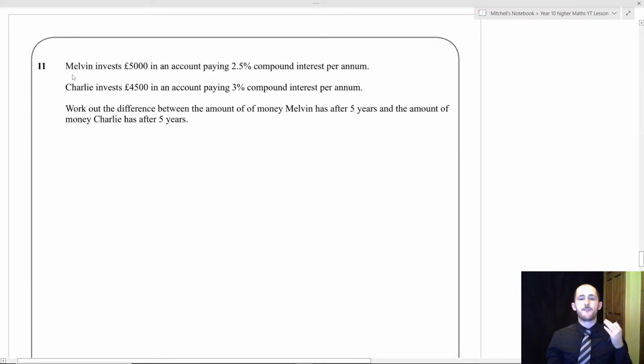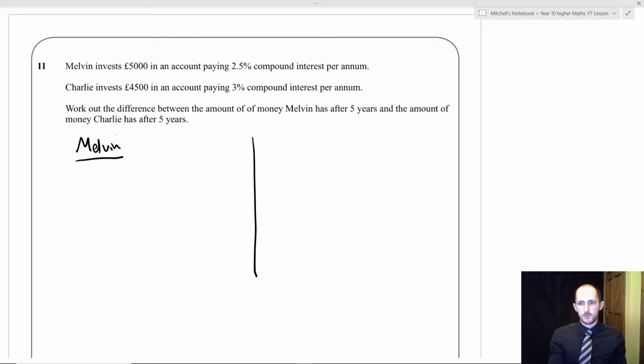Again, this is a very similar question to what we've just done. Very, very similar. Okay. So Melvin invests 5 grand, 2.5% every year, and Charlie invests 4,500, paying 3% every year. Work out the difference in money. It's the same thing, but imagine this is Bank A, Bank B. That's the only difference, right? They've just changed it to people. So we do Melvin. We only need a bit of space. And Charlie. So let's work out the difference, right?